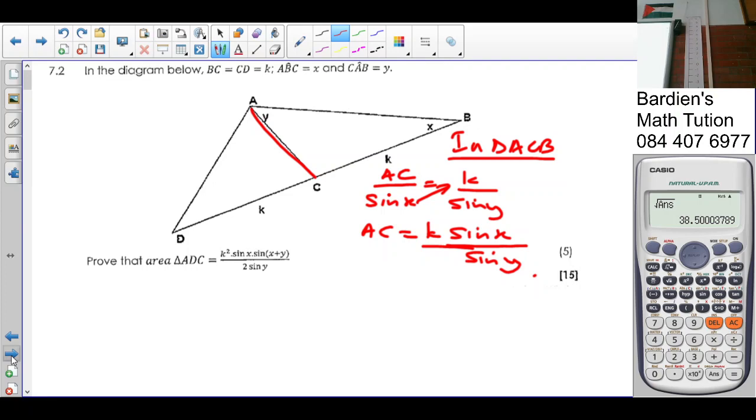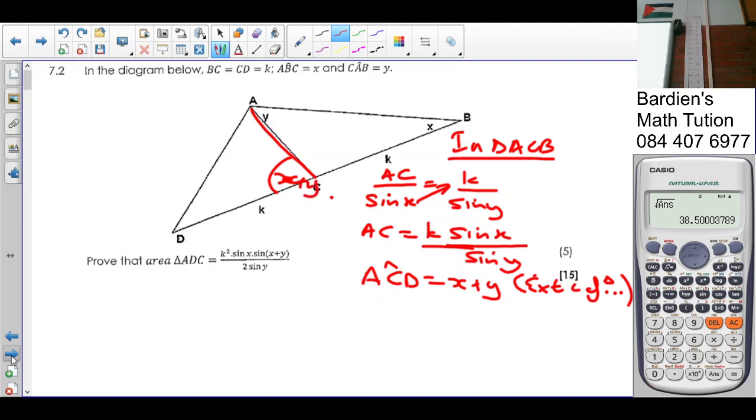Then I need this angle here. So angle ACD is equal to X plus Y. Why? That is the exterior angle of the triangle. Okay? So that's X plus Y.